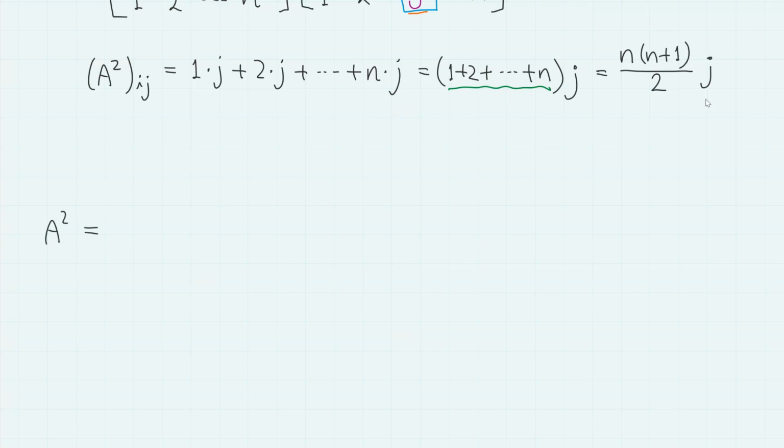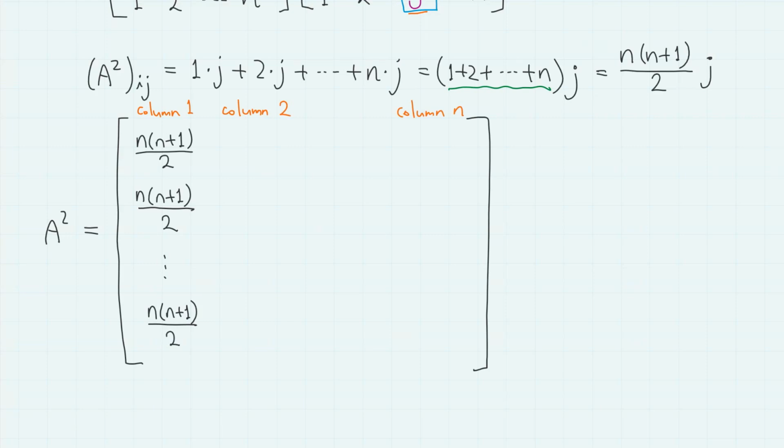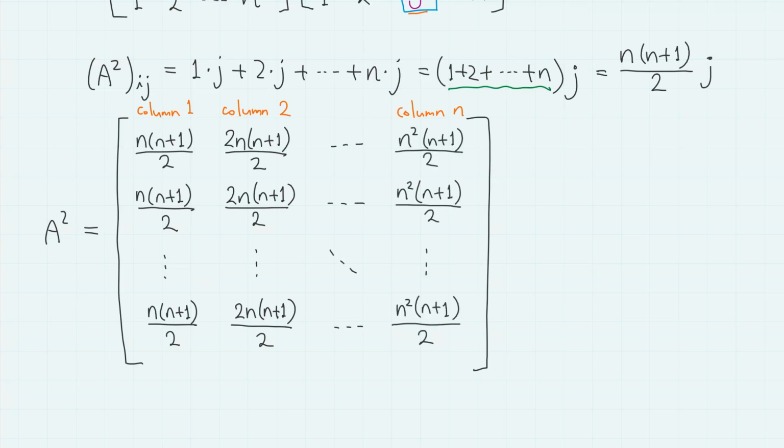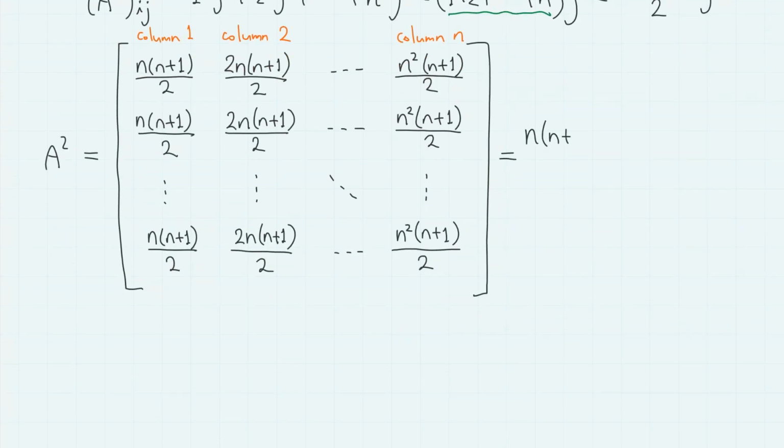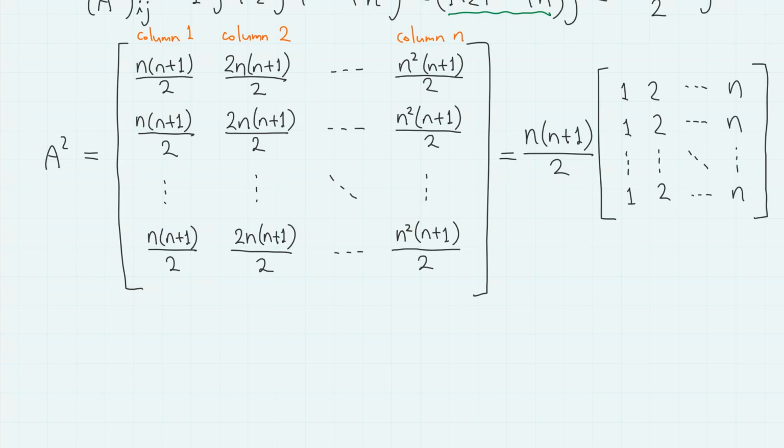Therefore, A squared can be written as: the first column is all n(n plus 1) over 2, the second column is all 2n(n plus 1) over 2, and so on, and the nth column is all n squared (n plus 1) over 2. Or we can take out the real number n(n plus 1) over 2 to the front and write 1, 1, 1, 2, 2, 2, ..., n, and this part right here is just matrix A, so this is equal to n(n plus 1) over 2 times matrix A.